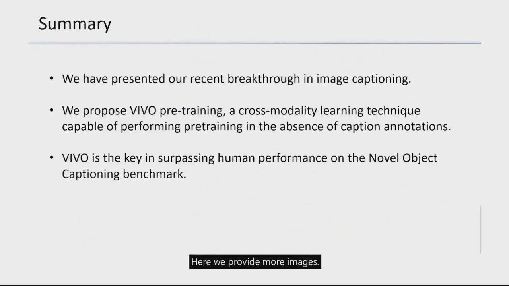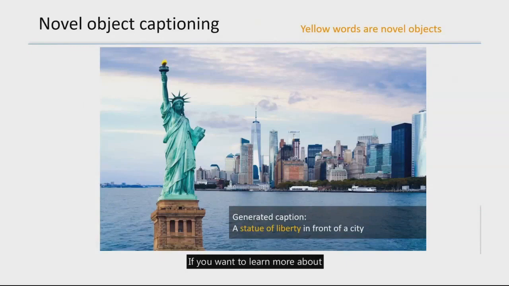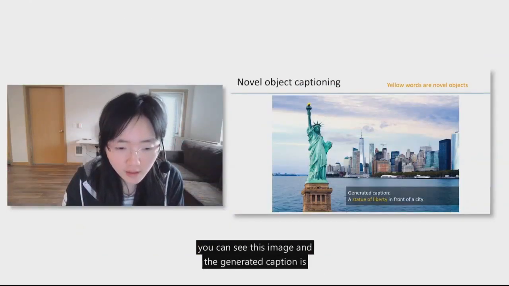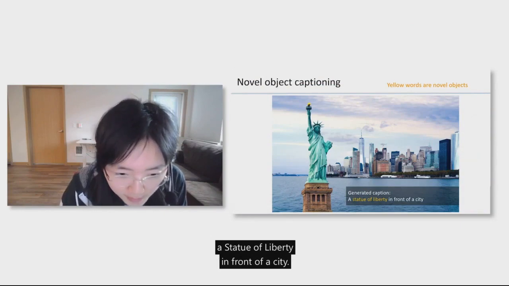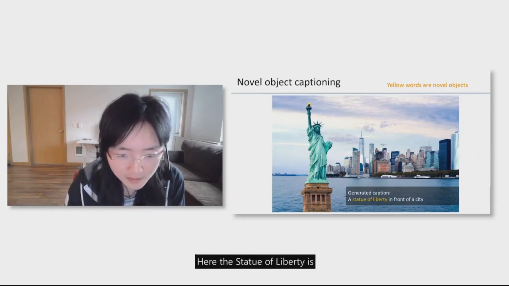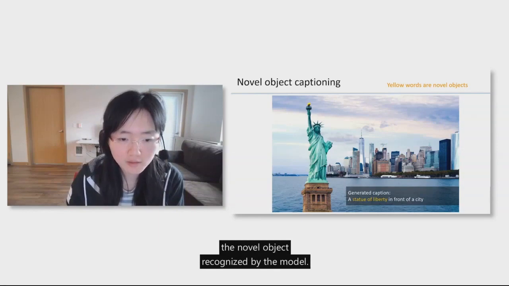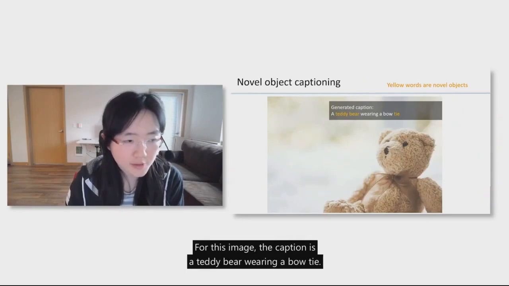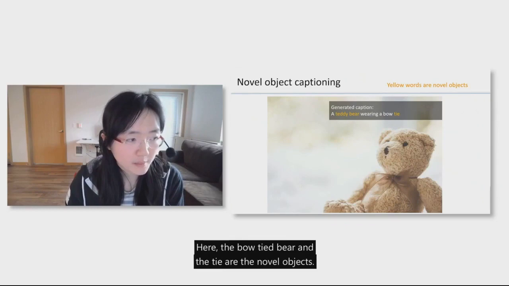Here, we provide more images if you want to learn more about the performance of our new captioning model. You can see this image and the generated caption is a statue of liberty in front of a city. Here we color the novel objects in red. So here the statue of liberty is the novel object recognized by the model. And for this image, the caption is a teddy bear wearing a bow tie. Here both teddy bear and bow tie are novel objects.